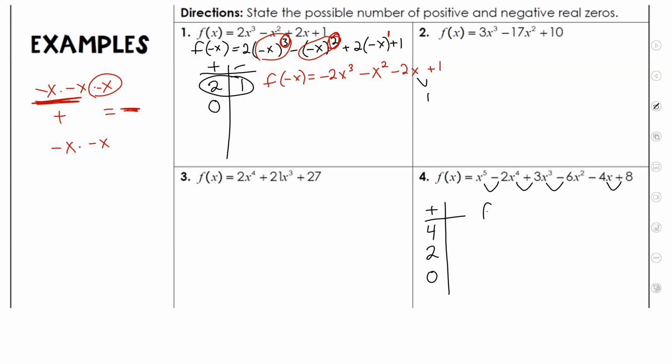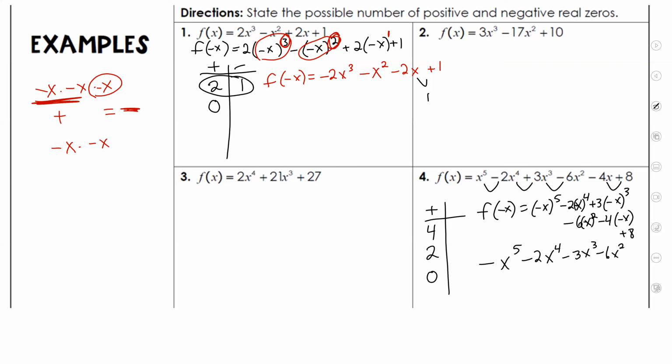Now let's plug in a negative x this time. And guys, there's a quick way to do this. Remember I said if it's even degree, it'll stay the same, and if it's an odd degree, it'll change. Okay, sorry, I ran out of space. Negative x to the fifth will become negative. A fourth degree will remain the same. Sorry, we're plugging in negative x's. Odd degree will change. Even degree will stay the same. Odd degree will change. And plus 8.